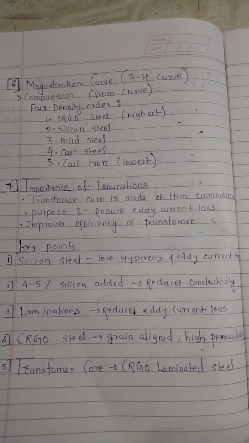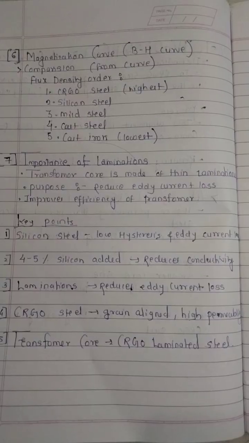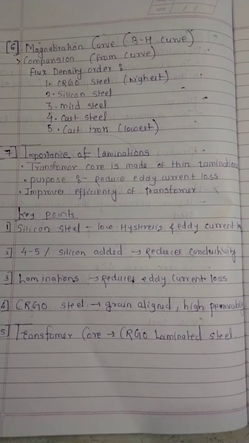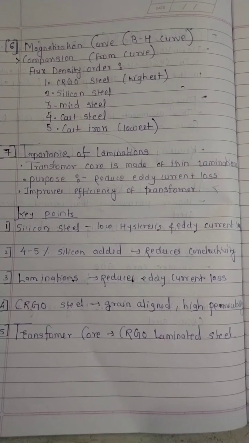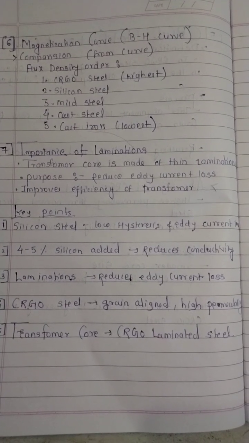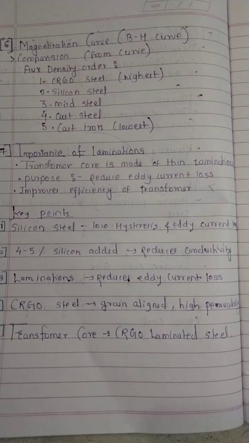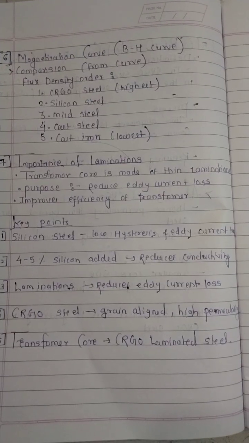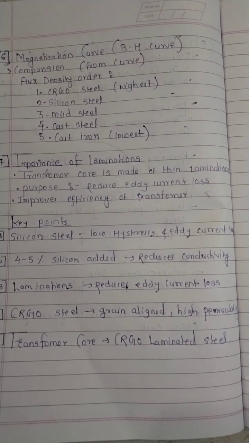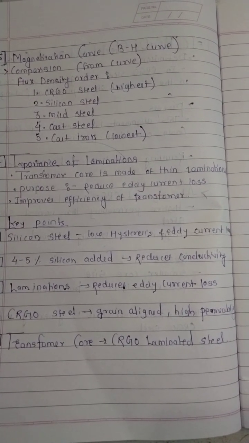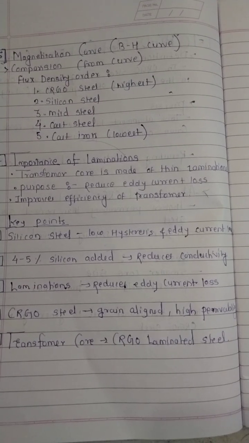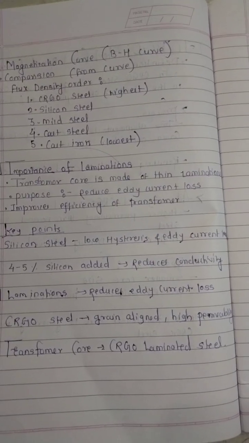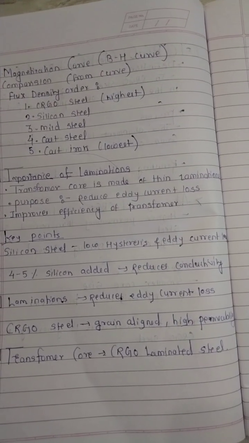Key points. Let us see what we have seen till now and the key points related to that. Silicon steel has low hysteresis and eddy current loss. 4 to 5% of silicon is added, which reduces the conductivity. Lamination reduces the eddy current loss. CRGO steel grains are aligned and have high permeability. The transformer core is mainly made up of CRGO laminated steel.